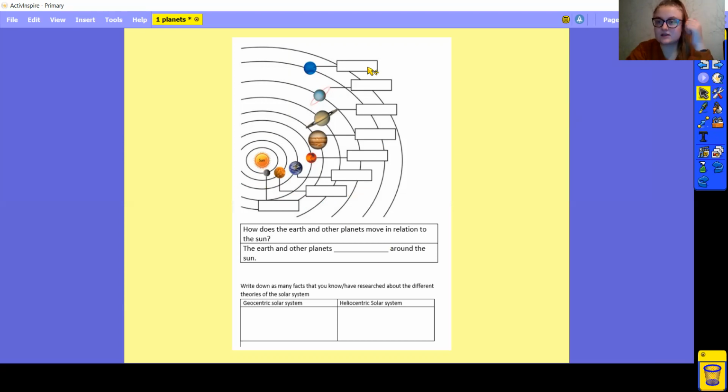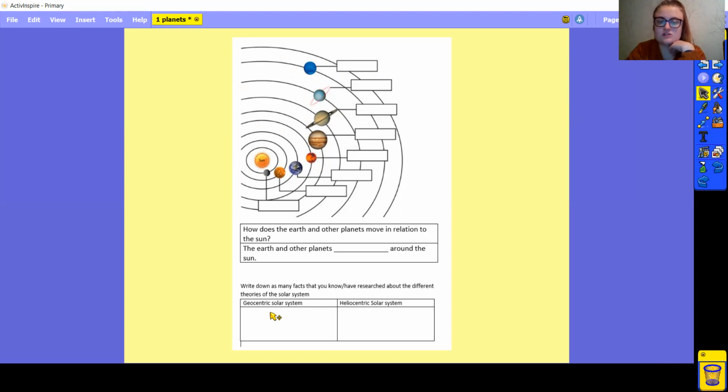If you'd like to up-level this work a little bit more, you can go back to this video and put in some facts about each of the planets and label them. Okay, then after that, you've got a question. How do the Earth and other planets move in relation to the sun? The Earth and other planets something around the sun. What do? It starts with an O. The Earth and other planets orbit around the sun. And then your last activity is to write down as many facts as you know, or facts that you might have heard from this lesson, or if not, you can go and research these solar systems and find out some extra facts about the different theories of the solar system.